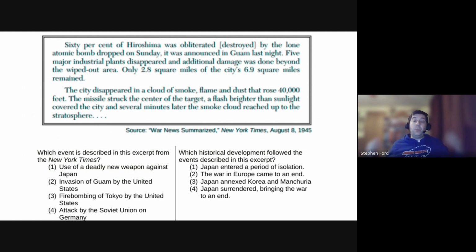So what happens? Well, I told you before, World War II ended. Japan entered a period of isolation. Nope, that was during the Tokugawa era at the beginning of this course. The war in Europe came to an end. The war in Europe was already over at this point. Germany had already surrendered. Japan's also not in Europe, so it doesn't make sense. Japan annexed Korea and Manchuria once again. Japan got bombed here, so that doesn't make sense that they would add territory because of the atomic bombs being used on them.